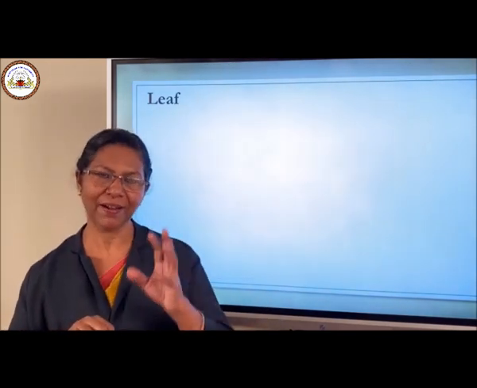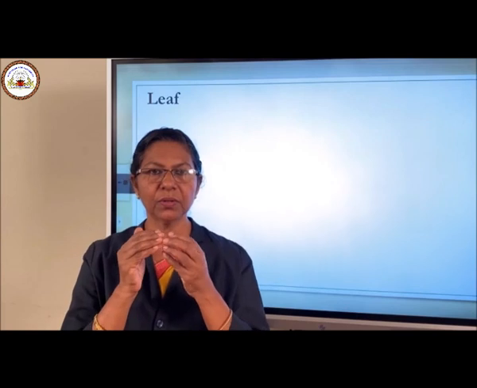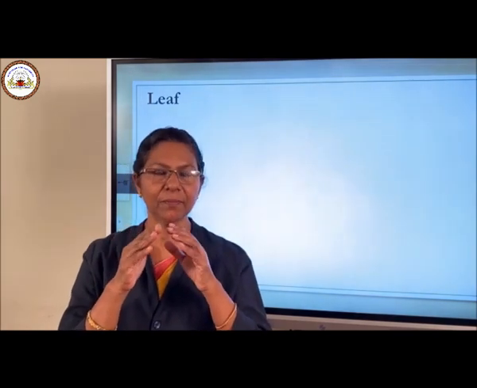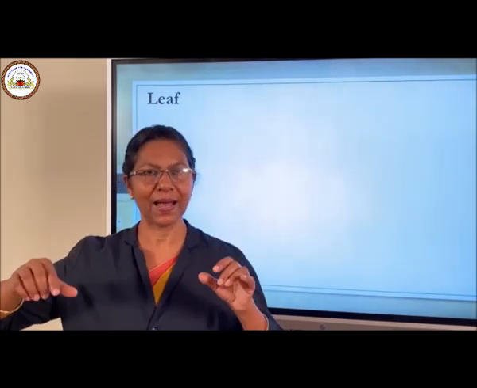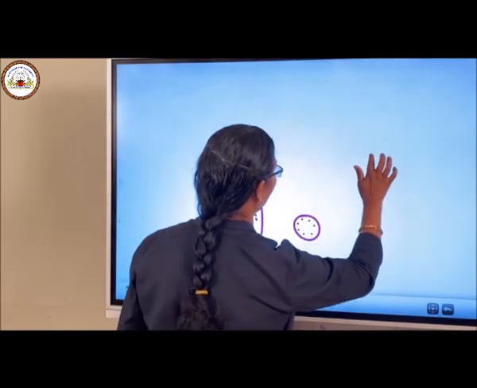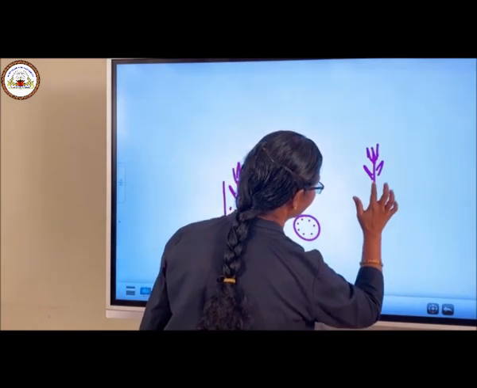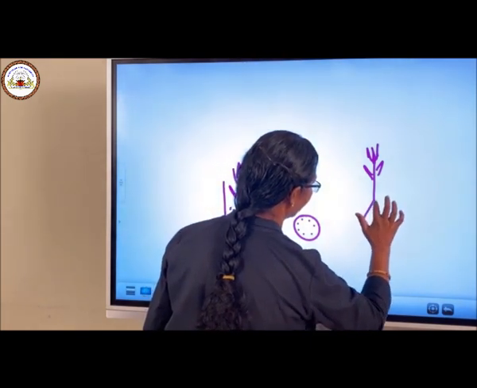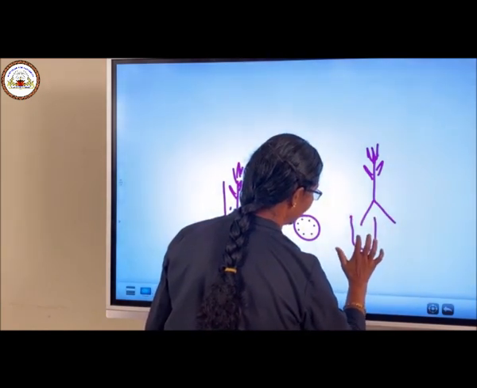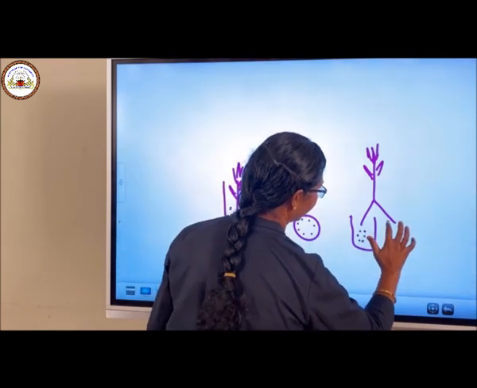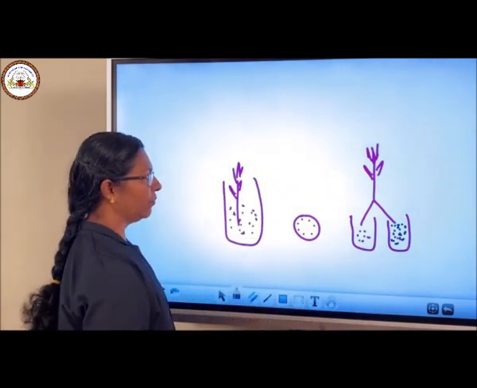Then we can do a funny activity. We have to take a herb and split half of the stem with a blade, and these two halves we have to keep in two glasses which contain colored water. We split the stem into two portions, and this portion we keep in a glass which contains red colored water, and this portion we keep in a glass containing blue colored water. Then what will happen now?